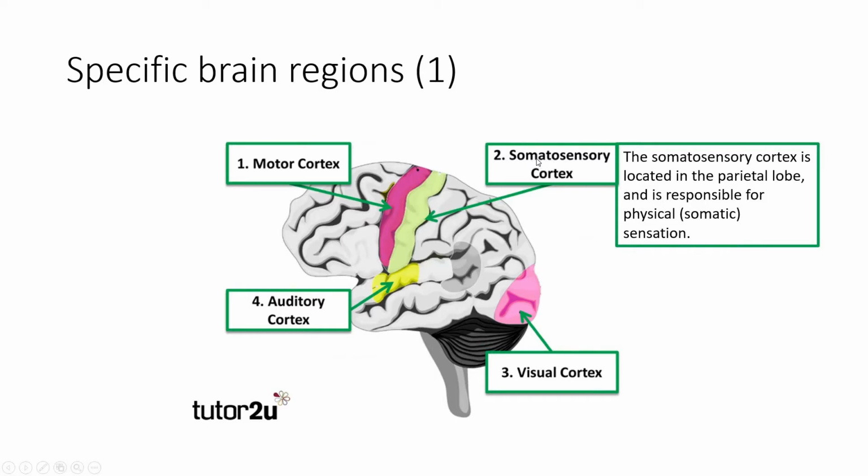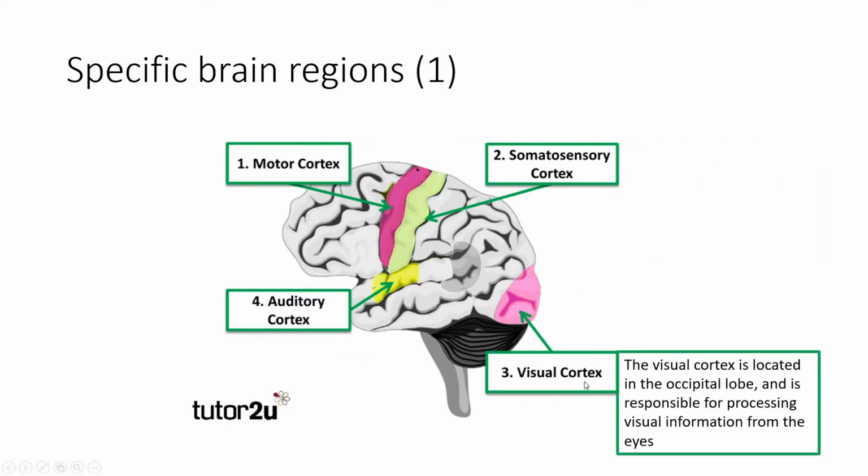So somato or somatic just means to do with the body, so somatosensory means body sense, so sensing in the body. So it makes sense that the part of the brain responsible for receiving physical sensation from the body is right next to the part of the brain which is responsible for moving the body.